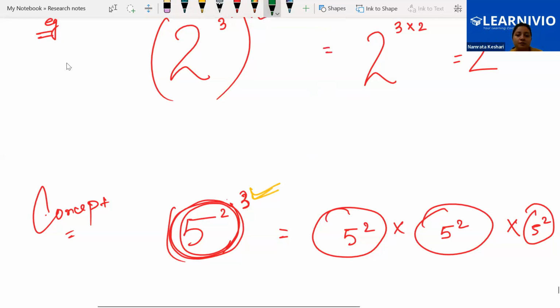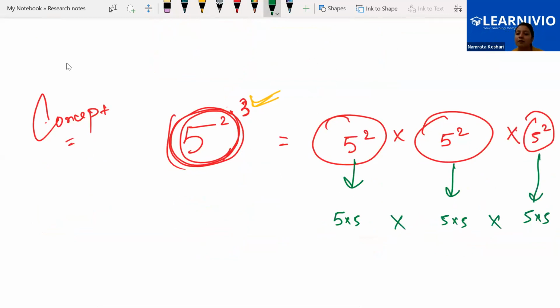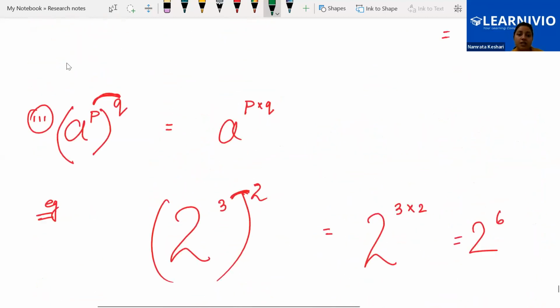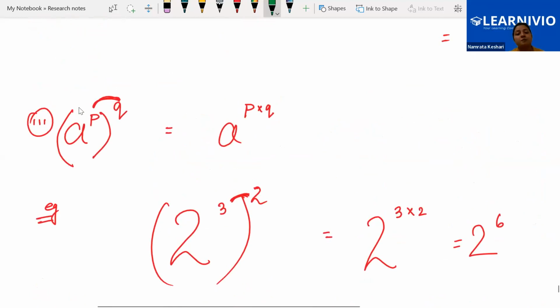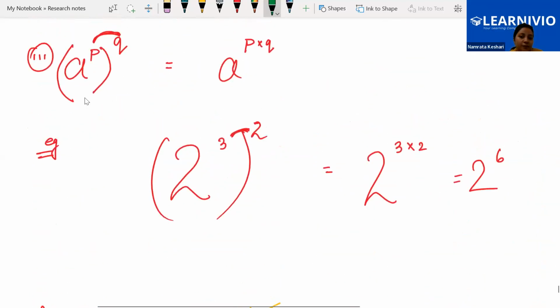Now this 5 square means what? It means 5 into 5. And this 5 square means 5 into 5. And this 5 square also means 5 into 5. So how many 5s do we have? Check it. How many 5s, ma'am? 6. Six times. So we can write 5 to the power 6. What does the rule say? Whenever you have two different powers, please multiply the powers to save your time. Getting it? Yes, ma'am. Okay.